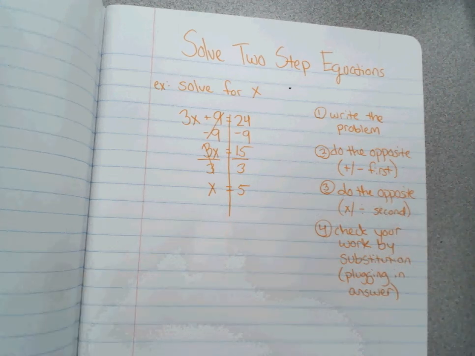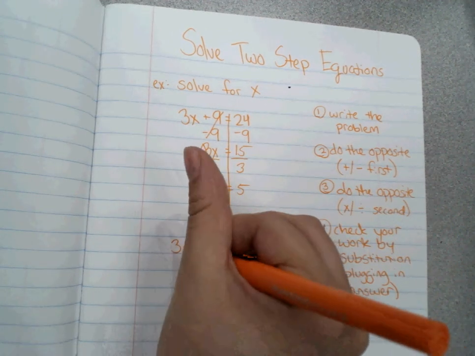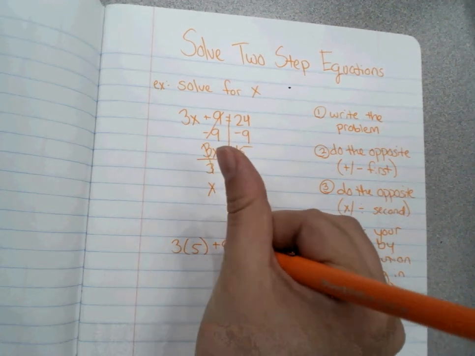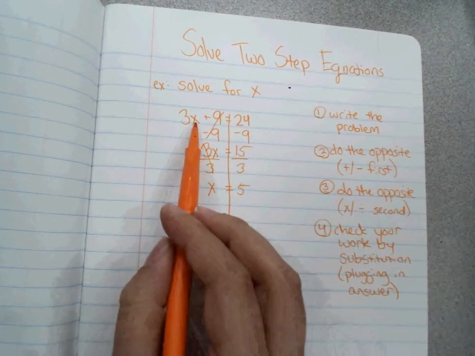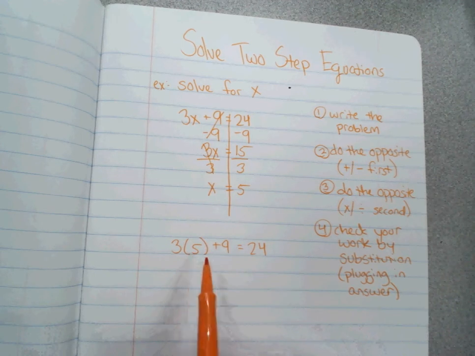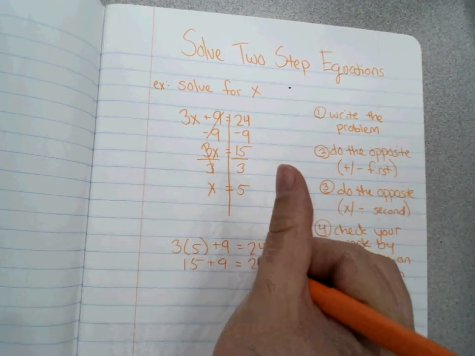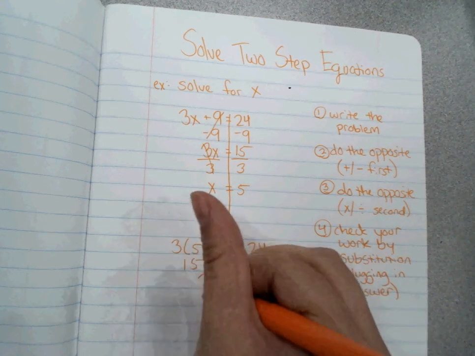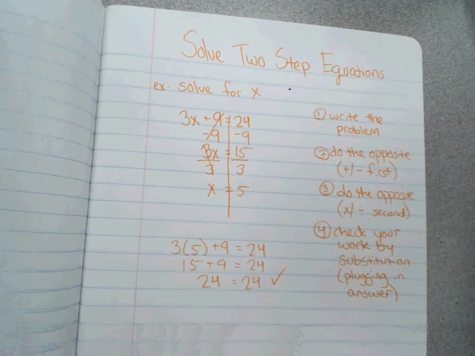We're going to take that and plug it in for x. So instead of 3x, it's going to be 3 times 5 plus 9 equals 24. If we did this right, it should work. We just replaced the x with 5. 3 times 5 is 15, plus 9 equals 24. And that's right, 15 plus 9 is 24. So it does equal 24, and we got the right answer.